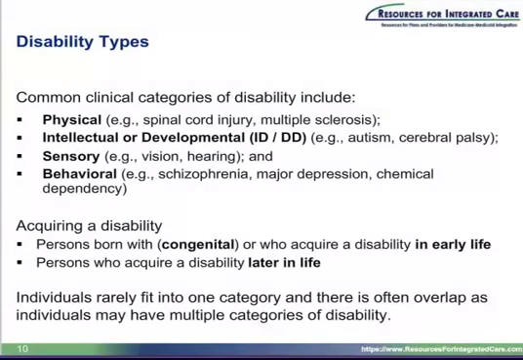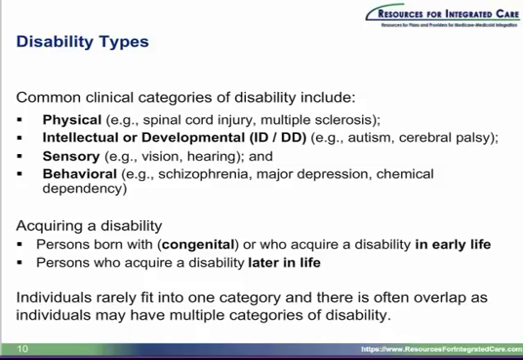Disability types are commonly broken down into 4 clinical categories, usually for purposes of program or service eligibility. These are most quickly accessed when analyzing medical records or claims history. Examples of physical disability are a spinal cord injury, multiple sclerosis, or other mobility impairment. Examples of intellectual or developmental disability are autism, cerebral palsy, or other intellectual impairments.